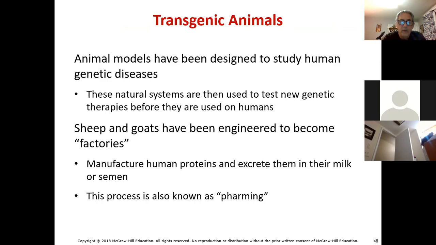Sheep and goats have been engineered to become factories. They manufacture human proteins and excrete them in the milk or semen. This is known as farming, as in pharmaceutical, a play on the word farm in pharmaceutical.